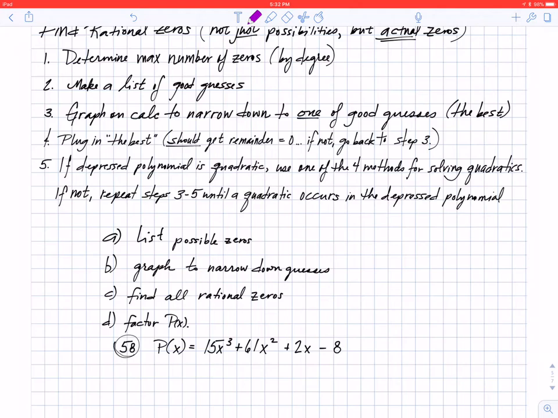Number four, you're going to use synthetic substitution to plug in the one that looks the best. We know that if it really is a zero, you're going to get a remainder of zero. If it's not, go back to your calculator, see if there's one that looks like a better guess. And then number five, if your depressed polynomial is a quadratic, we know that we have four methods of solving quadratics. If it's not, you have to go back to the calculator, pick another one, and plug in until your quadratic occurs. You have to keep going until you get to that quadratic.